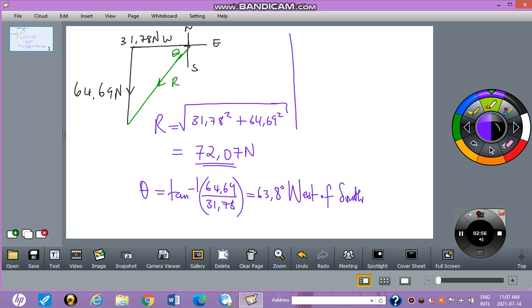So now for your final answer, we are saying the resultant is 72.07 Newton, and we are more closer to the west in terms of the angle that we found. That's now 63.8 degrees south, right? So that gives you your very final answer for this.